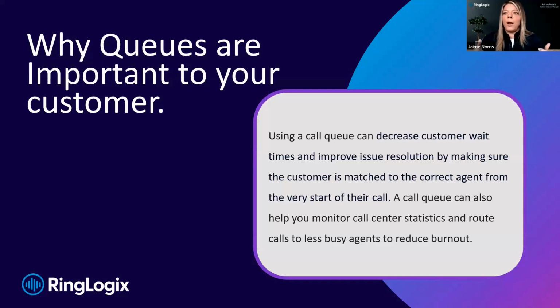If we have one go-getter agent on a simultaneous ring who's always answering the phone first, they might get burnout. We want to make sure the distribution is spread. So that's why call queues are important to your customer.